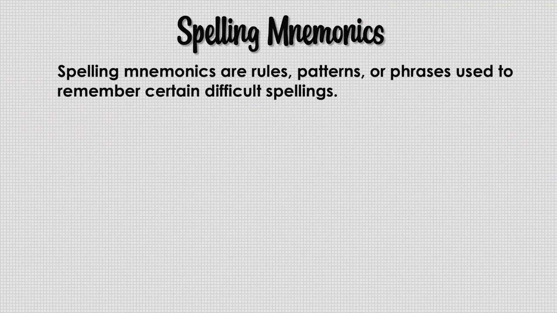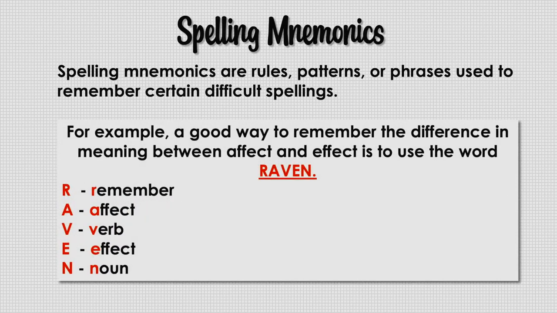Spelling mnemonics. Spelling mnemonics are rules, patterns, or phrases used to remember certain difficult spellings. For example, a good way to remember the difference in meaning between affect and effect is to use the word RAVEN. R stands for remember, A stands for affect, V stands for verb, E stands for effect, N stands for noun. So remember, affect, verb. Effect is a noun.